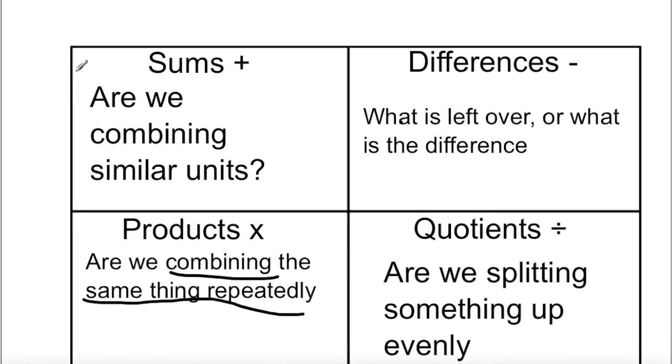Now, for quotients, you're looking for whether or not we're splitting up something evenly, and that key phrase is evenly. If you're not splitting up something evenly, then you're not using quotients. You may be using differences.